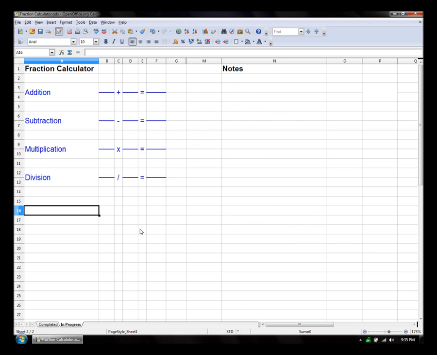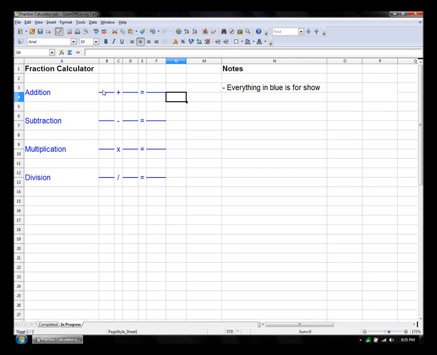Welcome back. Let's make a fraction calculator. So as you can see, I've already started out with an outline for the calculations I want to make, and I'm going to make a couple notes here. The first one is everything in blue is for show.